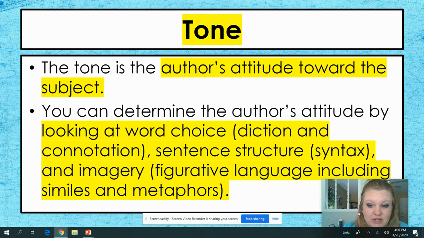The sentence structure, so how do they word things? Do they repeat things? And imagery, so what kind of figurative language do they use, like similes or metaphors? So you can write those things that are in yellow to help you.